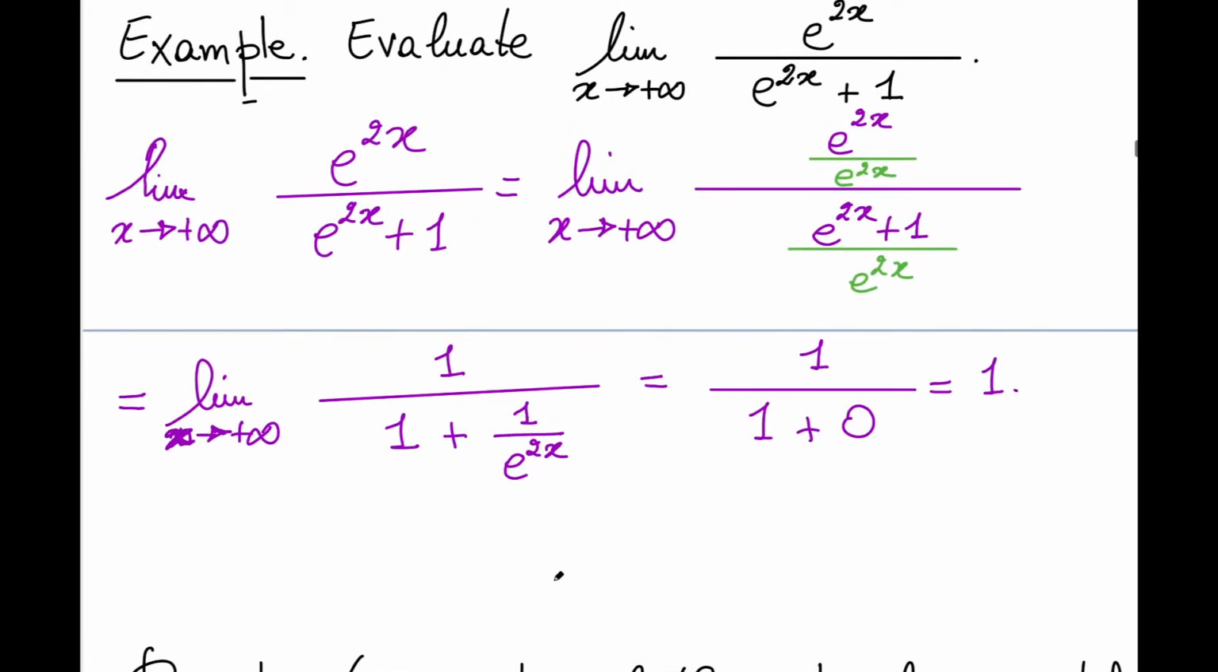Is there anything we can say here? If you take a look at the function e to the x divided by e to the x plus 1 and try to graph this, the function is going to have a horizontal asymptote at plus infinity. That horizontal asymptote is 1, right? Okay.